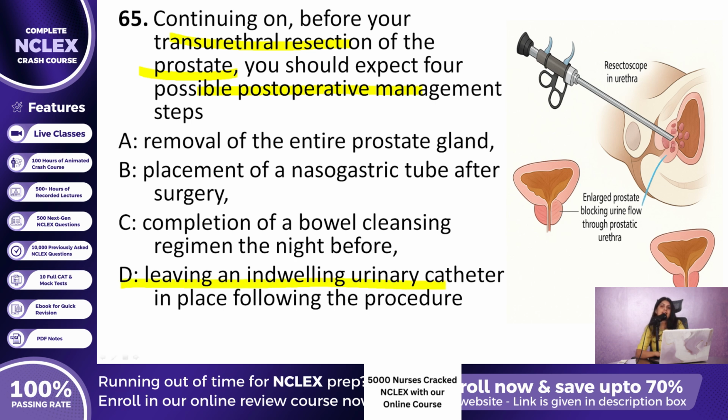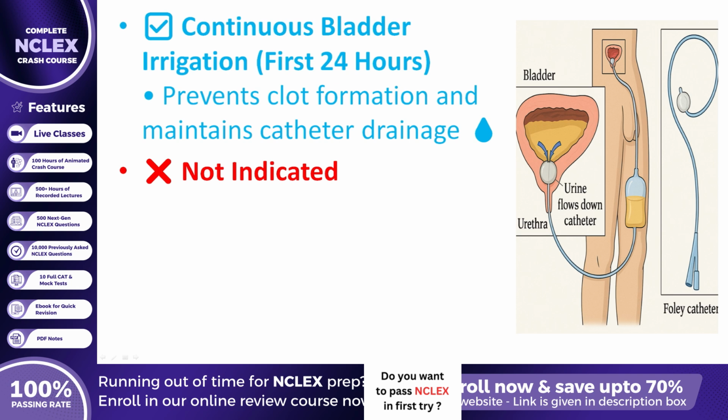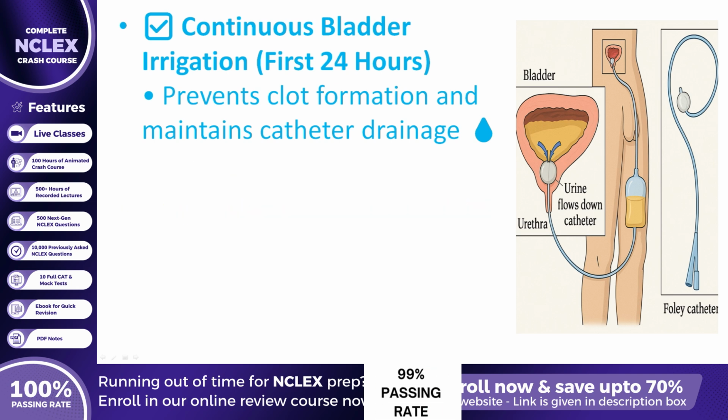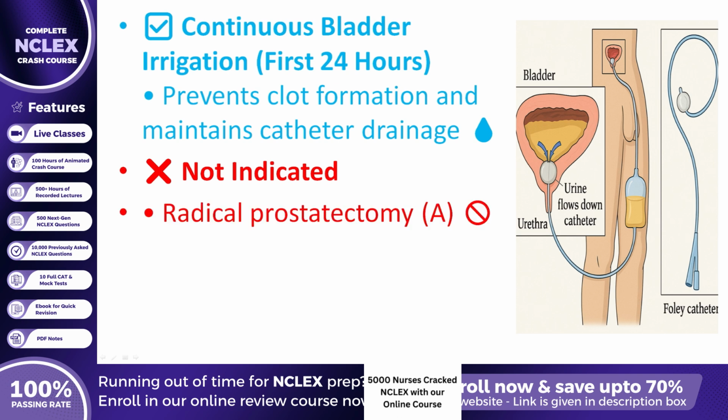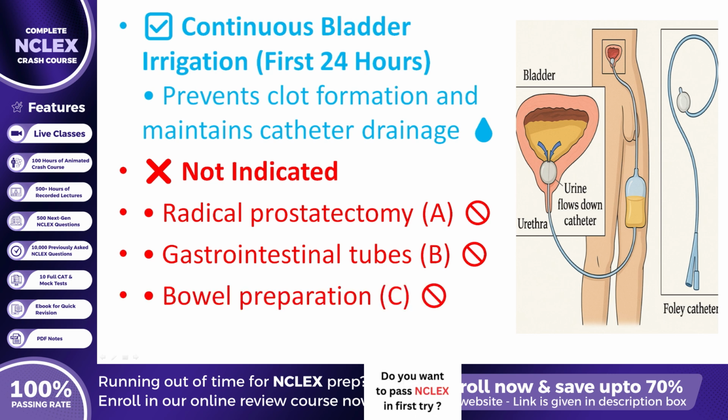Leaving an indwelling urinary catheter in place. A TURP removes only the enlarged central portion of the prostate to relieve obstruction, and a large lumen Foley catheter, with continuous bladder irrigation for the first 24 hours, prevents clot formation and maintains drainage. Total prostate removal is a radical prostatectomy, option A. Gastrointestinal tubes are unnecessary for this endoscopic urologic surgery, option B. And no bowel prep is required as in colorectal procedures, option C.